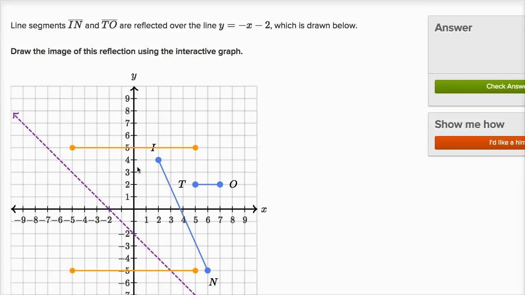Line segments IN, this is segment IN over here, and TO, this is TO here, are reflected over the line y is equal to negative x minus 2. So this is the line that they're reflected about, this dashed purple line. And it is indeed y equals negative x minus 2.